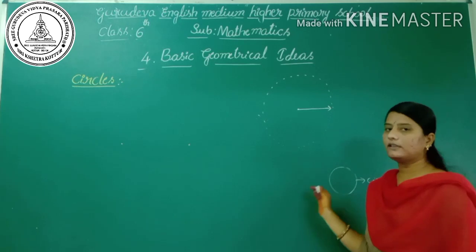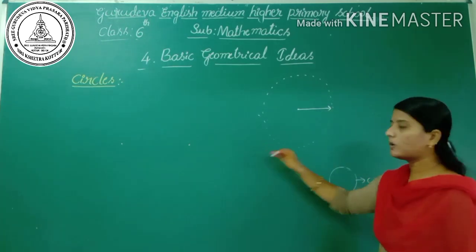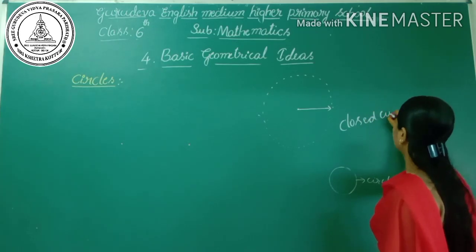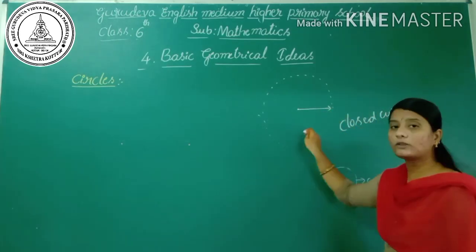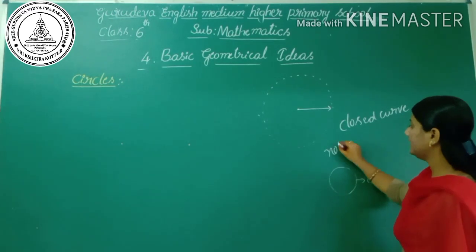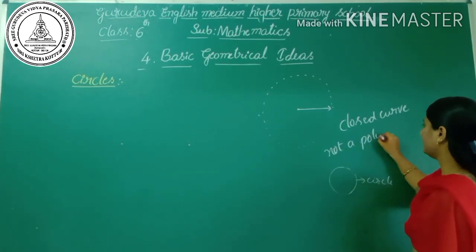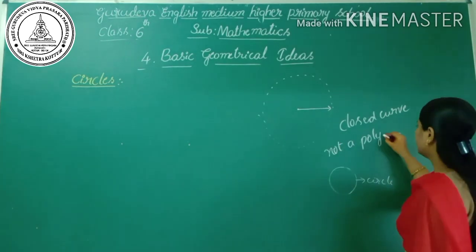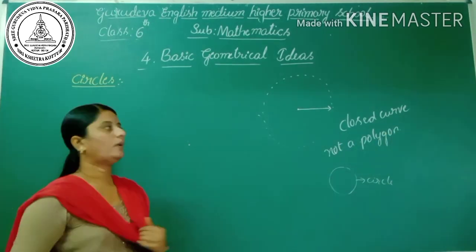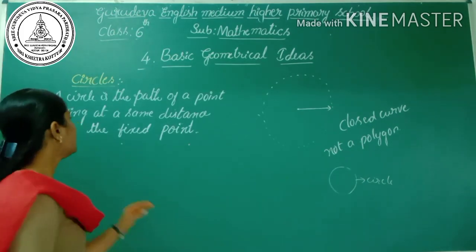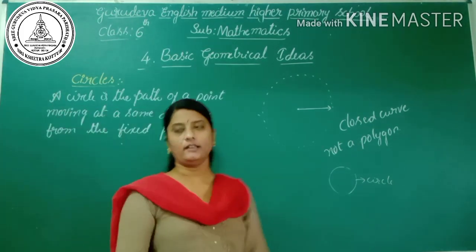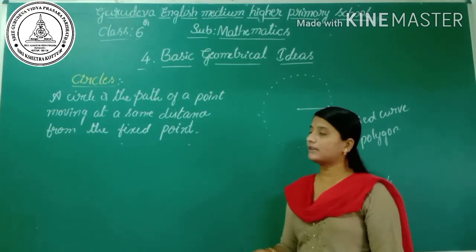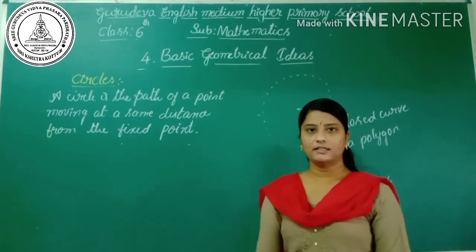Yes. You may see here. So a circle is a closed curve, but it is not a polygon, right? It is not a polygon because it is not made up of line segments, right? Yes, it is not a polygon. What is the circle definition? Yes, the circle is the path of a point moving at the same distance from the fixed point.